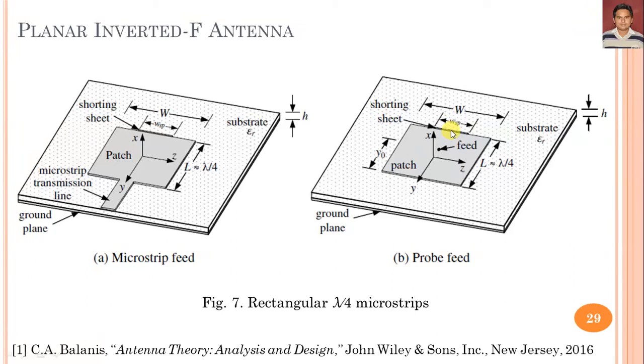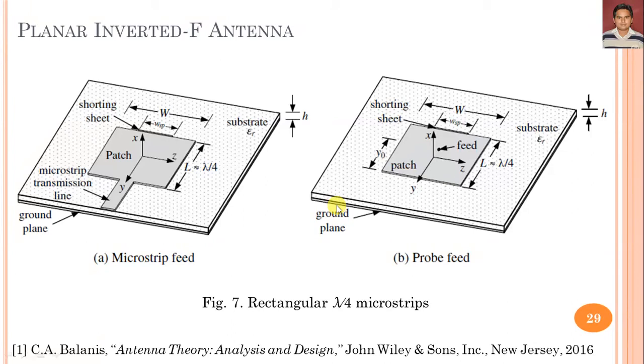In that case, the distance between the feed and the shorting sheet plays a vital role in matching the input impedance characteristics of the antenna, and the other configuration is similar to the rectangular microstrip feed antenna. Here you can see this is the radiating element, but here we are providing the coaxial feed. The center element of the coaxial connector is connected to the radiating element, and the outer conductor is connected to the ground plane of the microstrip antenna.